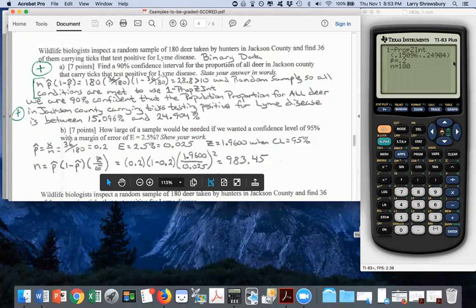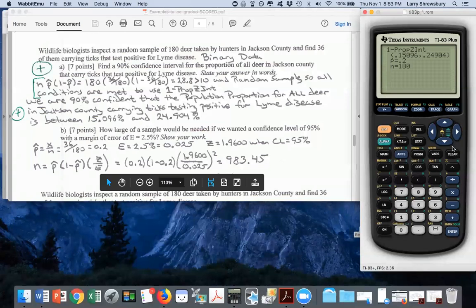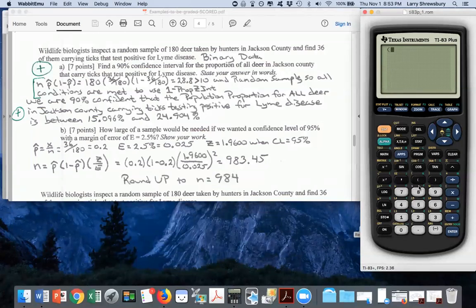Hey, let's go over to our calculator. Practice punching that in. And I can punch it in just the way you see it using parentheses. 0.2, 1 minus 0.2, left parenthesis, and the 1.9600 divided by the 0.025, right parenthesis, and then the x squared. Hit enter, and there's a decimal format. You don't round off, you round up to 984 is our sample size.